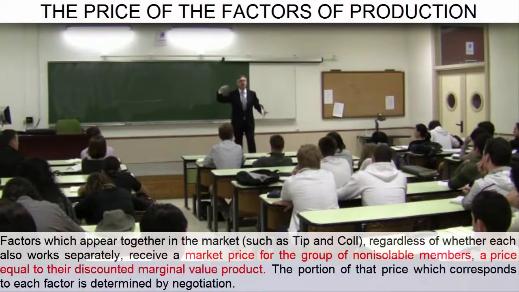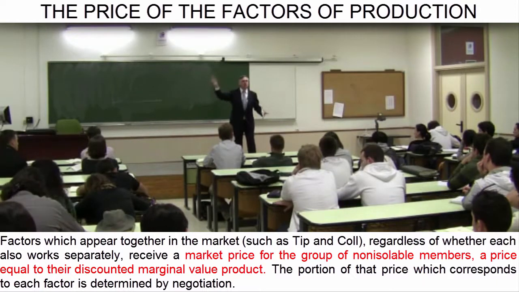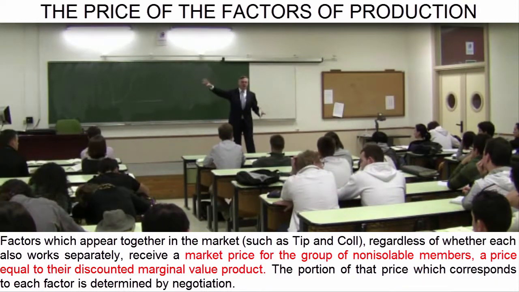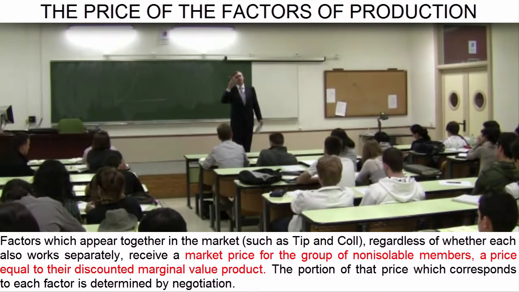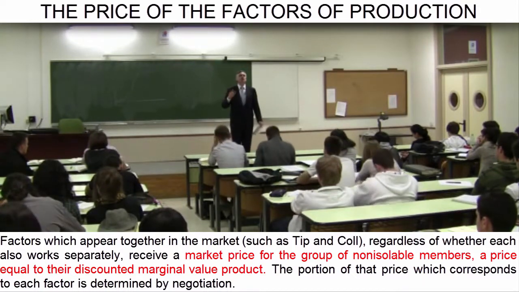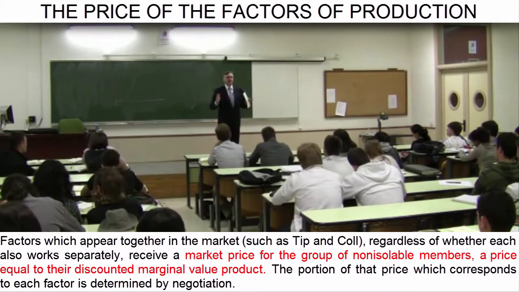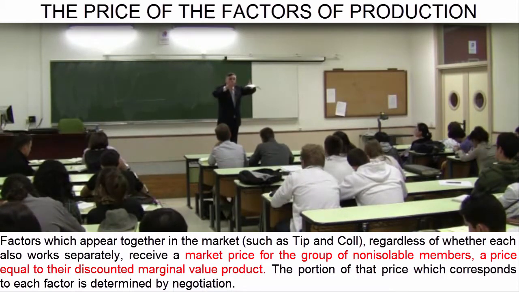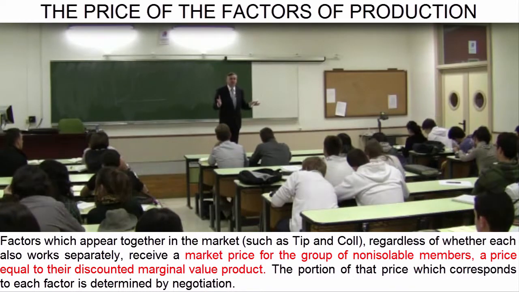What if the factors are non-isolable, like tip and coll, or cruse and raya? Well, the same law applies, but to both members jointly, as a single factor. Tip and coll, cruse and raya, or martes and trece. They jointly receive their discounted marginal value product. Someone might ask, well, how much goes to cruse and how much goes to raya? Listen, economic theory has nothing to say about that.